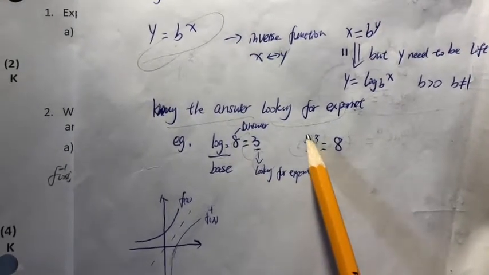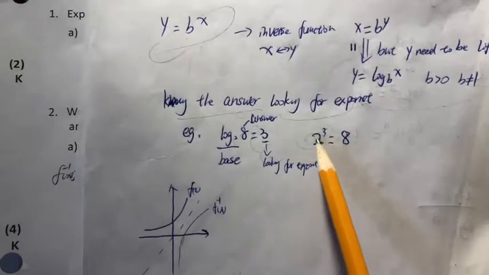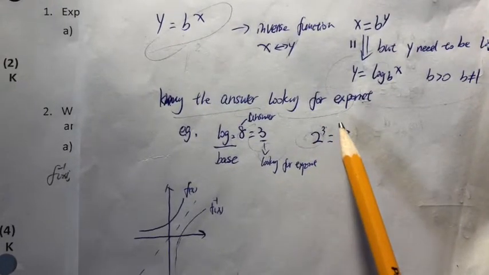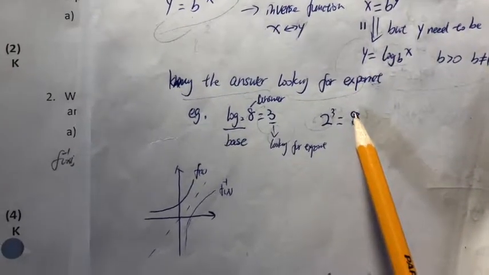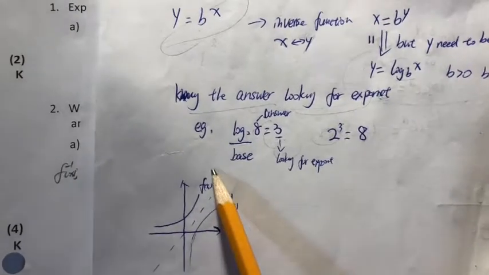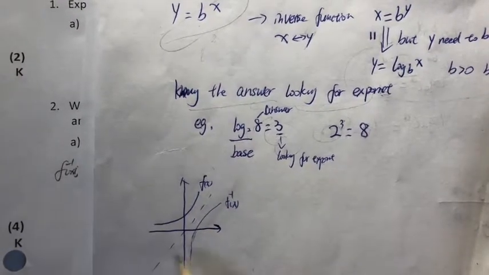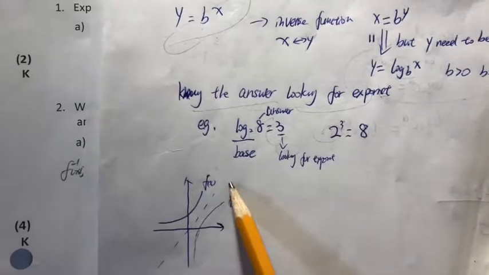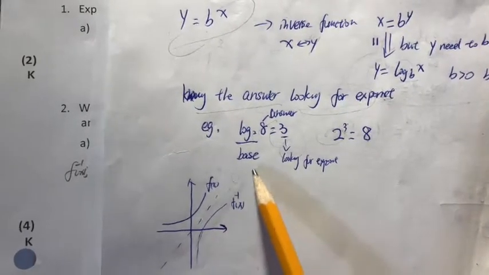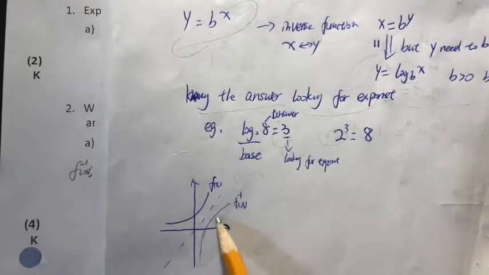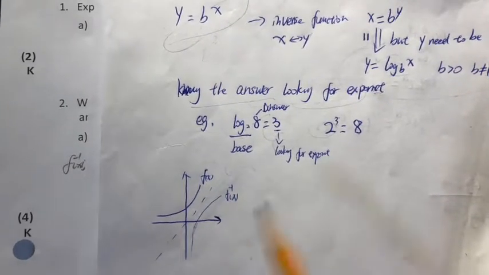Like how many times the 2 multiplied by itself can get 8? 3 times, okay? The function is going to be like this. Since the inverse function is going to reflect on y equal to x, it's going to reflect here.